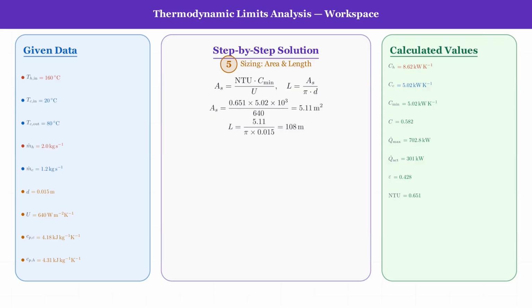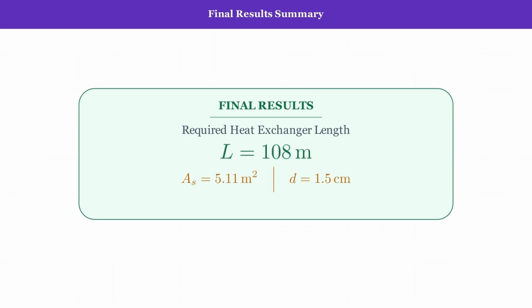For the length, 5.11 divided by pi times 0.015 meters. L equals 108 meters. The solution is complete. 108 meters of tube, nearly the length of a football field, is required to heat this cold water stream from 20 to 80 degrees using the available geothermal source. Let us bring the complete solution together. Required heat exchanger length, L, equals 108 meters.